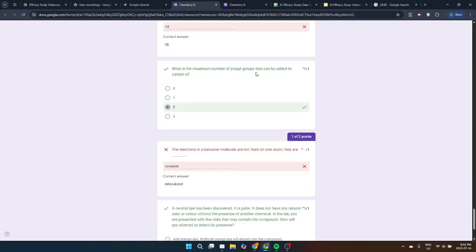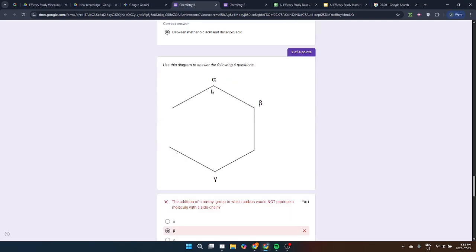What is the maximum number of propyl groups that we added to carbon A, alpha? And so again, because this carbon has 2 more bonding opportunities, I put 2, because it's only bonded to 2 more branches right now. So it has 2 free slots per se, because carbon has 4.